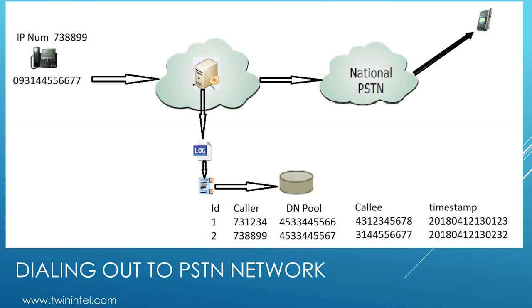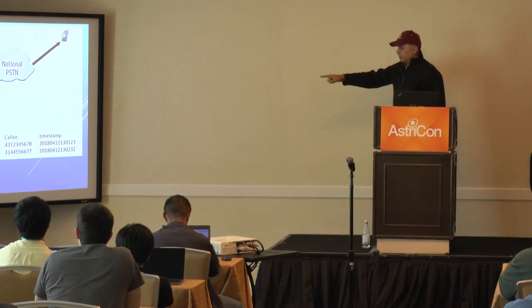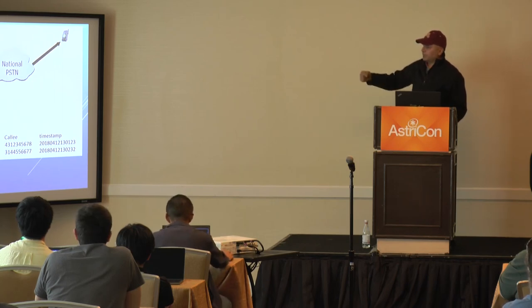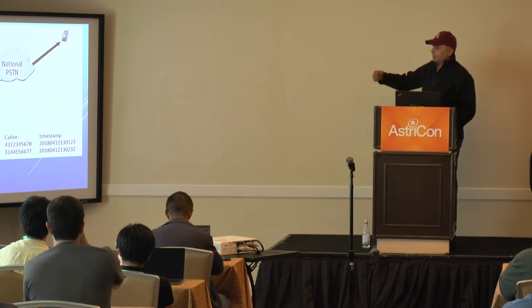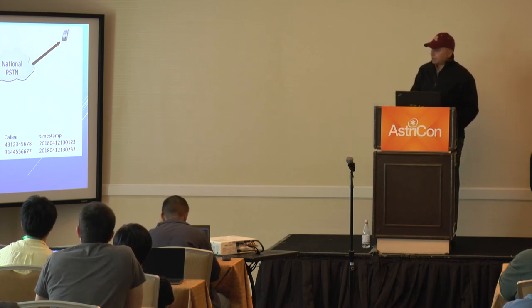The last entry is 99, which is the current caller, calling 3144667. And what is shown to that callee is that DN pool number. That number is routable back to the endpoint. I'm just going to talk about this calling out to the endpoint. We record that information, we pull out the log file from the Asterisk, we run a script to parse that log, and then the information we needed, we enter it into the database.